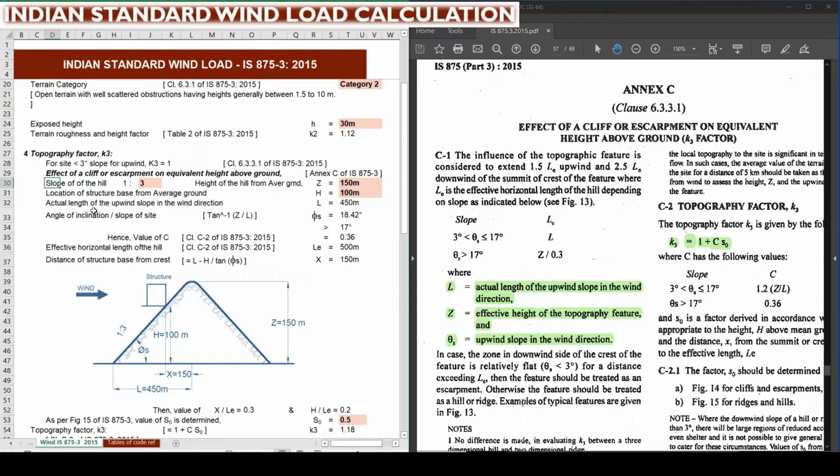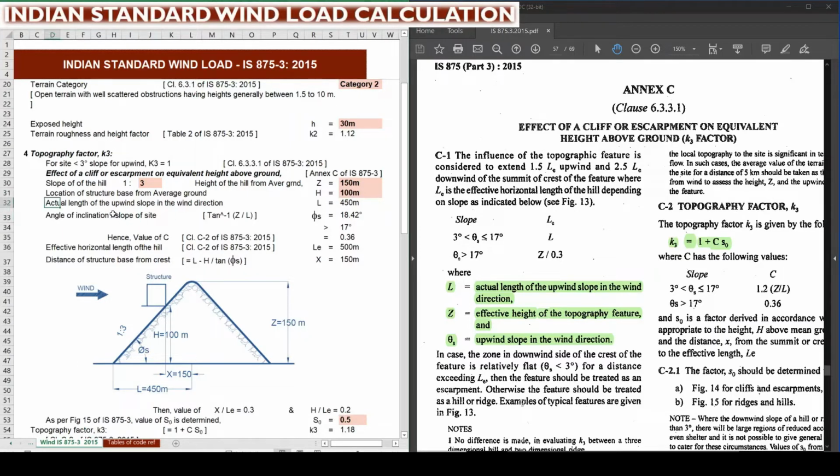It is given in the technical specification that the slope of the hill is 1:3 and the height of the hill from the average ground level is also given as 150 meter, that is the Z value. On the right hand side the definition is given: Z is equal to the effective height of the topography feature. The location of the structure base from average ground we are considering as 100 meter. In the picture you can see that from the average ground to the base of the structure is 100 meter, that is H equal to 100 meter.